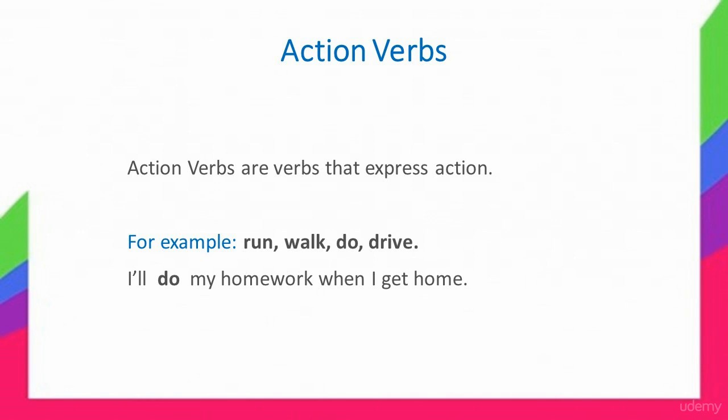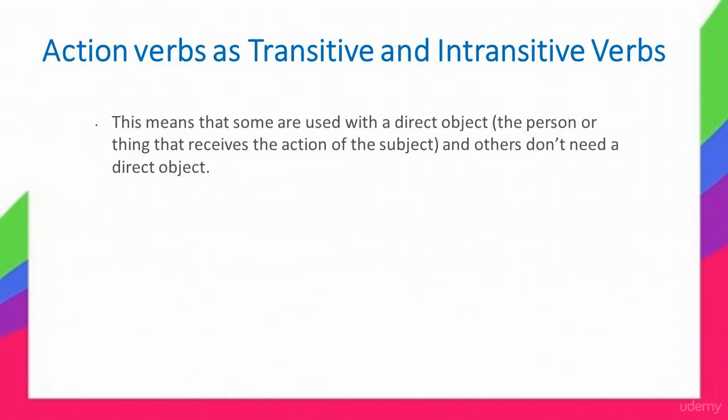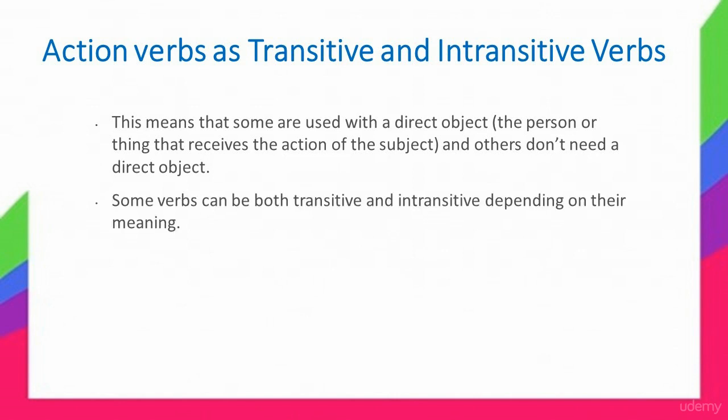Action verbs. Action verbs are verbs that express an action. For example, run, walk, do, and drive. I'll do my homework when I get home. Action verbs as transitive and intransitive verbs. Most action verbs are defined as transitive or intransitive. This means that some are used with a direct object, the person or thing that receives the action of the subject, and others don't need a direct object. Some verbs can be both transitive and intransitive, depending on their meaning.